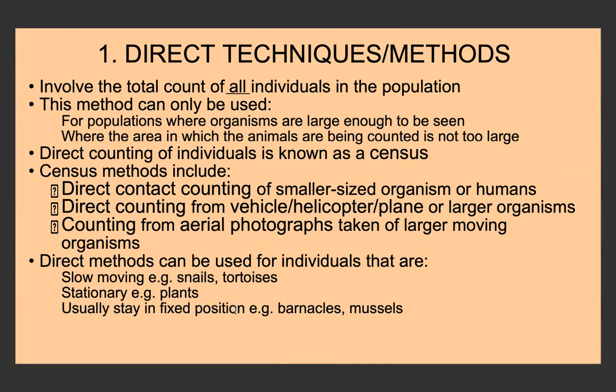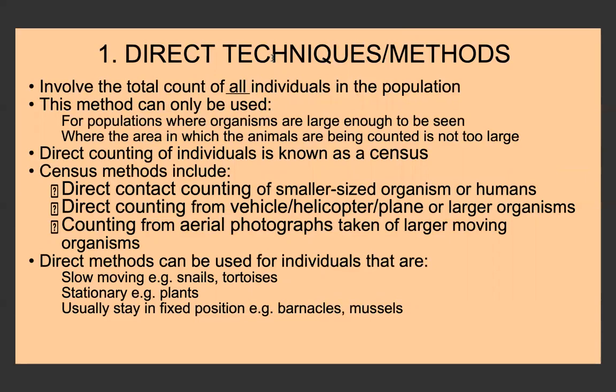So you can't do a direct technique in a massive area, say the Kruger Park, for lions, which aren't that well seen from, let's say, the air. And also because obviously lions will move pretty quickly. So something like that's not going to work. But something like snails in a small area would work. Plants is obviously a good example because plants aren't going to move.